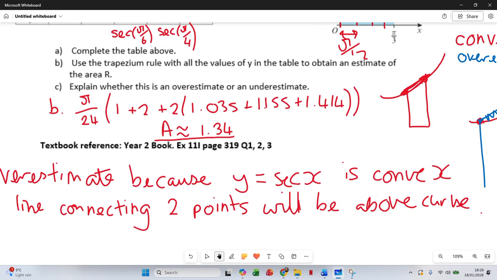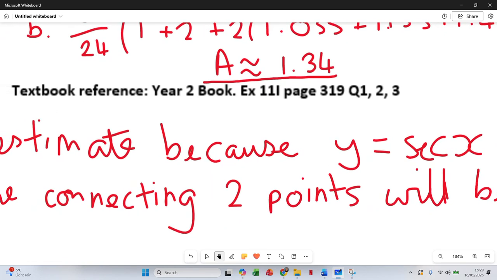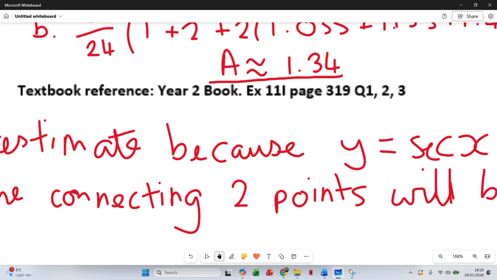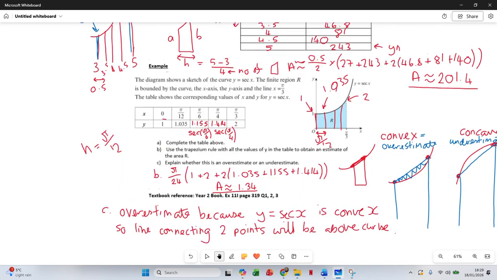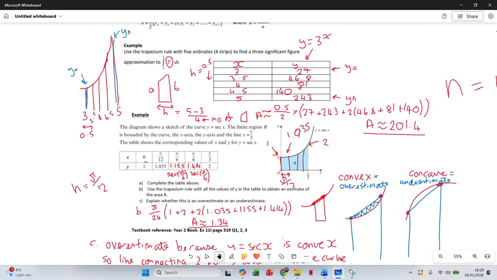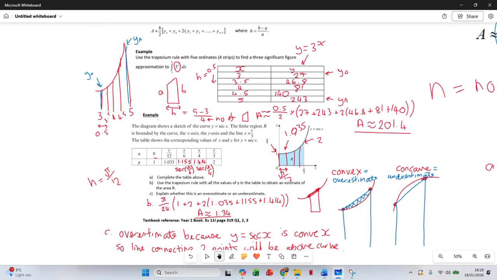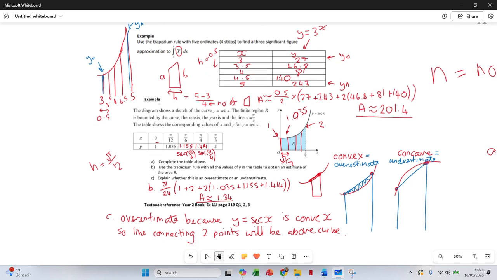And then to practice that, you've got in the book exercise 11, I want to say that's 11I. Anyway, it's on page 319, questions 1, 2 and 3, if you want to have a practice of that. But that's basically the trapezium rule. That's everything we really need to know about the trapezium rule.